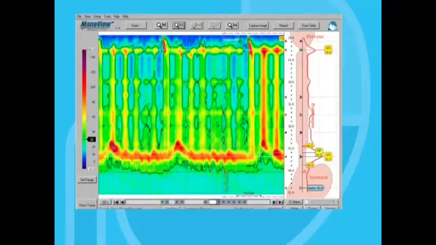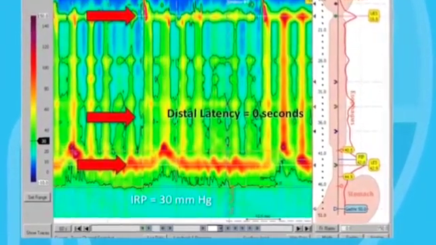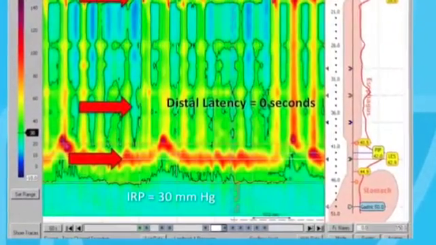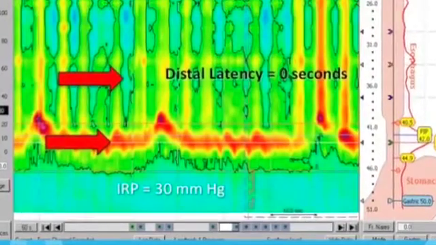Here we see simultaneous panesophageal pressurization of the esophagus with wet swallows. If we measure the distal latency, which we really don't need to do because it's obviously simultaneous, we find that it is 0 seconds. And if we look at the orange pressure band at the bottom of the tracing, we see that it is continuous with no evidence for relaxation with swallows. If we measure the IRP, we find it to be elevated at 30 millimeters of mercury, definitely abnormal, so we can be quite confident in making the diagnosis of achalasia in this case.